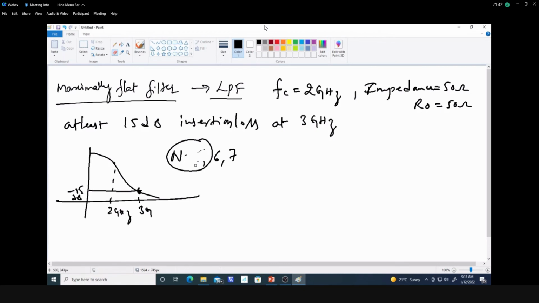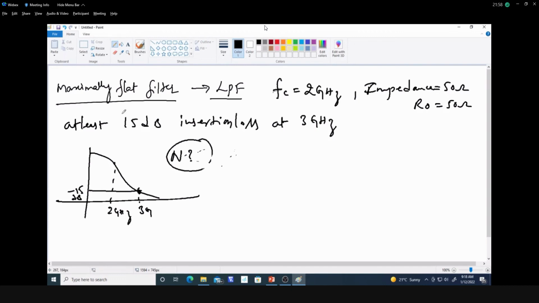Okay. So whether it is 5, 6, 7, how much filter order will give this much value? Okay, what is my n? We need to find that out. This is how we design it to solve the problem.